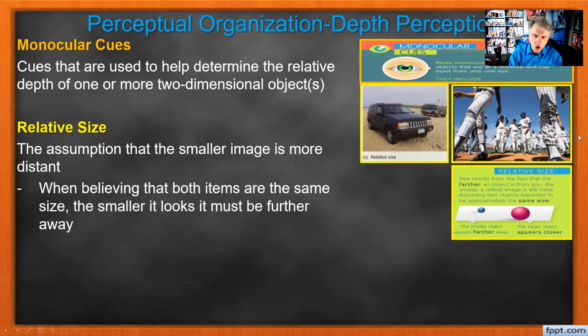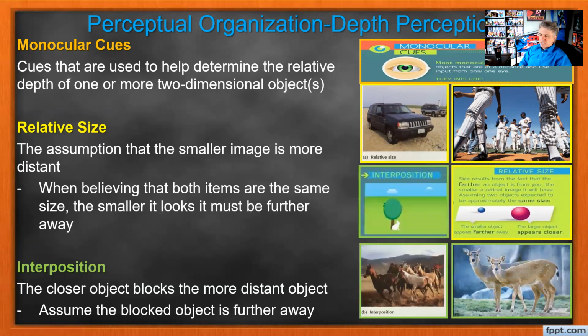We assume that these two cars are the same size. This one appears to be bigger, so it must be closer. These guys, I can only see their legs. These guys, I can see all of them. I assume they're all relatively the same height. There could be a few inches here and there, but it's not that this guy only comes up to the other person's calf. That's relative size.